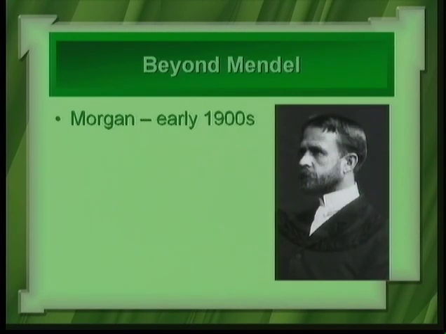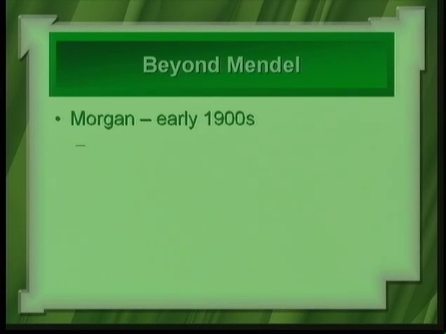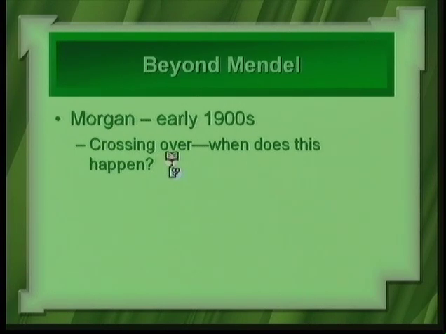When we get into Thomas Hunt Morgan, he also did work in the early 1900s, very important in terms of his genetics work, one of the towering giants of genetics. So crossing over, remember crossing over from meiosis? What happens? When does this happen?